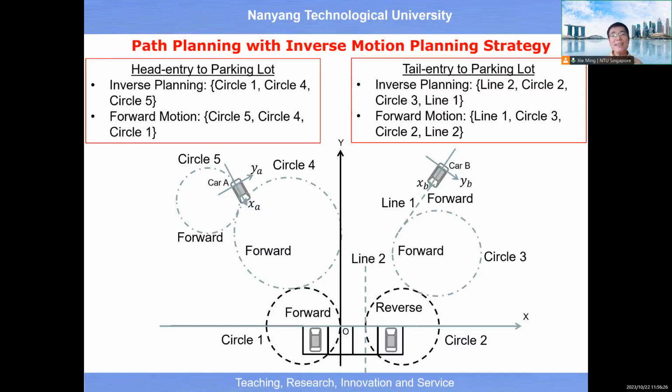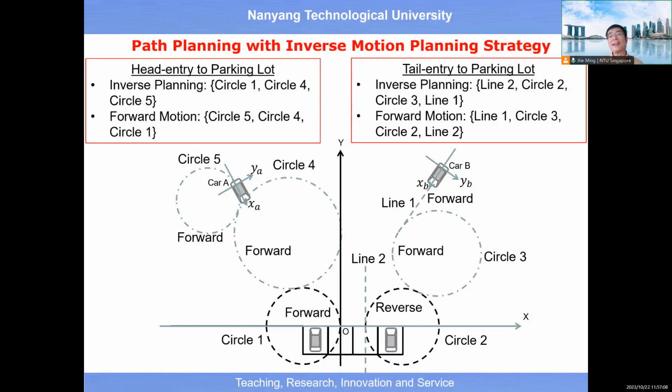So in this case, you see the outcome from inverse planning should be circle one. In inverse planning, we determine circle one first, followed by circle two, circle four, then circle five, okay? Then during the control, that is a forward control, we will control the motion of the vehicle to follow circle five, then circle four, then circle one, right? So control is a forward control. Planning is an inverse planning, all right?